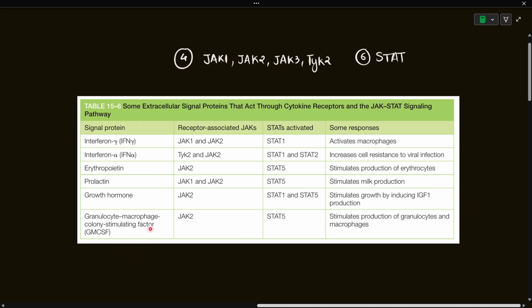So the GM-CSF, which is also known as granulocyte macrophage colony stimulating factor. This GM-CSF is very crucial, and I'll discuss this when we start the immunology lectures. So the receptors for GM-CSF will be associated with JAK2, and they will activate STAT5, and this GM-CSF is important for production of granulocytes and macrophages, and that is why it is quite evident from the name that it is a granulocyte macrophage colony stimulating factor. Okay, so these are the different signal proteins which will activate different JAKs and STATs, and they are going to work through JAK-STAT signaling.